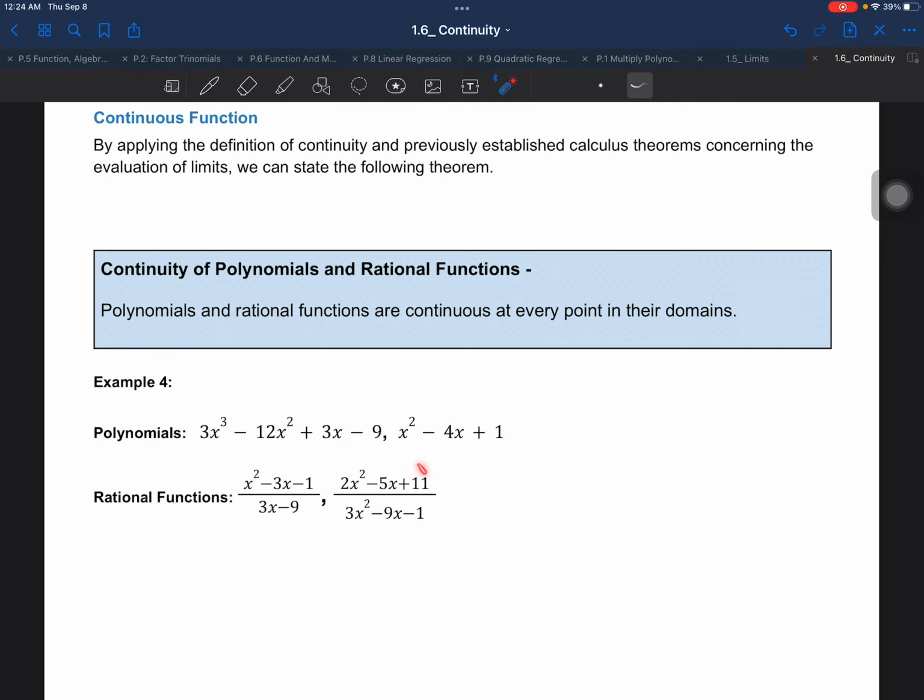Same thing here. If there is a case where this can be 0, then the function cannot be continuous in those values, only in those values where that makes the denominator be 0. So the consequence of this is that polynomials and rational functions are continuous at every point in their domain.